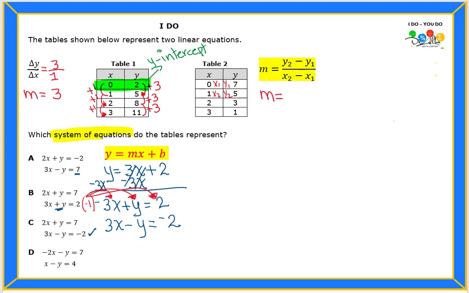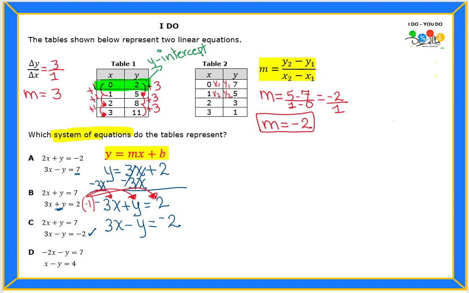So let's go ahead and substitute. y2 is 5 minus 7. And the next will be 1 minus 0. What's 5 minus 7? Well, 5 minus 7 gives me a -2. And 1 minus 0 gives me a 1. I can rewrite it without the 1 from the denominator because it's not needed. So my slope is -2. So this is my slope for table number 2. Okay, are we good so far?